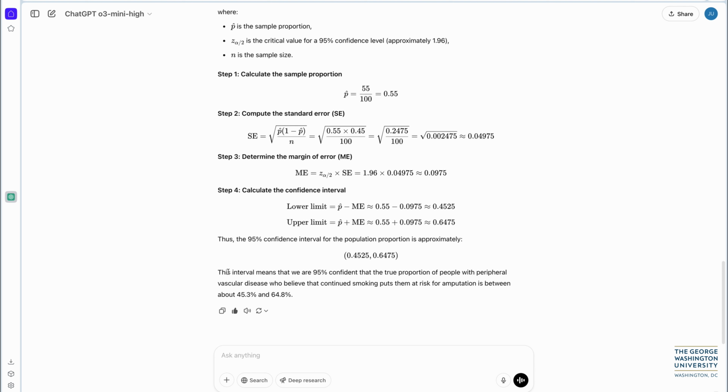See here, it states what we usually say and what we read in journal articles, which is not quite the truth as I've just explained, but we all do it, so that's quite acceptable. The interval means that we are 95% confident that the true proportion of people with peripheral vascular disease who believe that continued smoking puts them at risk. So it actually should include a little bit about surgery there. I saw it did it in the beginning as well, so it's not completely describing the population that we had in the problem. But anyway, it's between 45.3 and 64.8%. And of course, the value under the null hypothesis, which was 60%, is contained within this. And so that's another way for us to see that we failed to reject the null hypothesis.